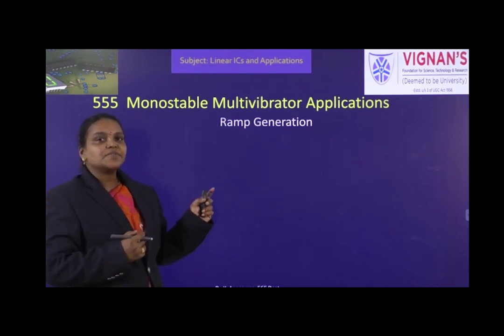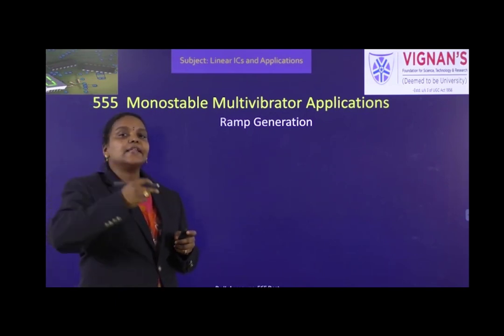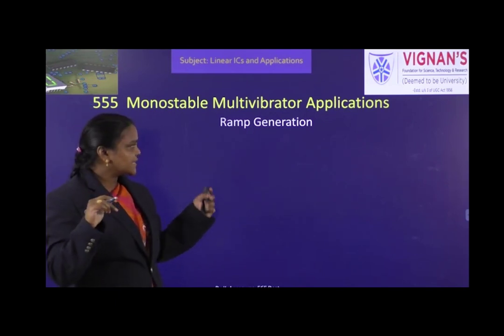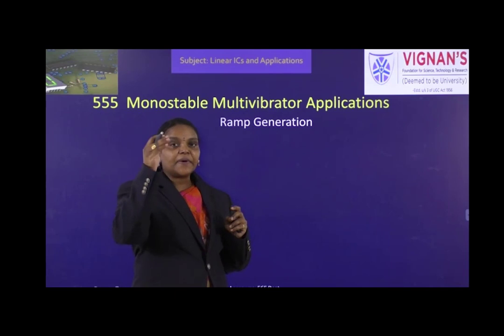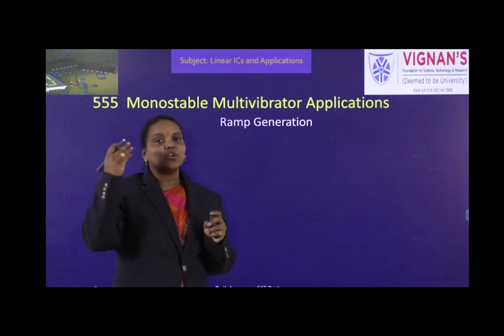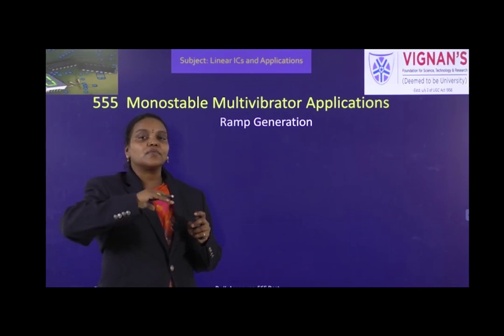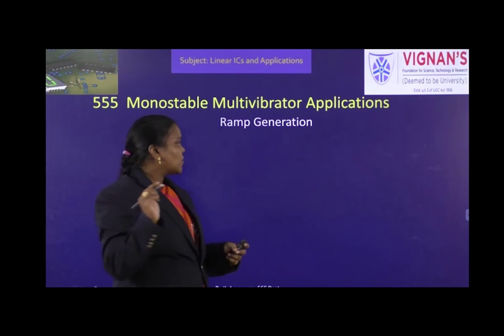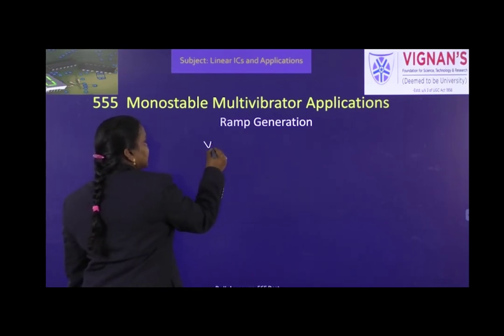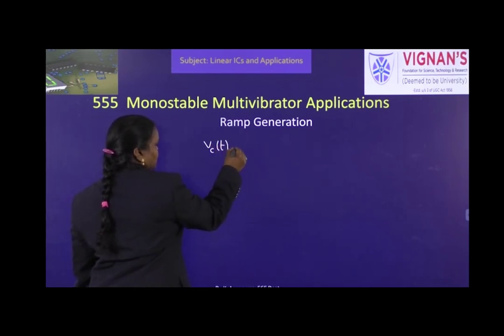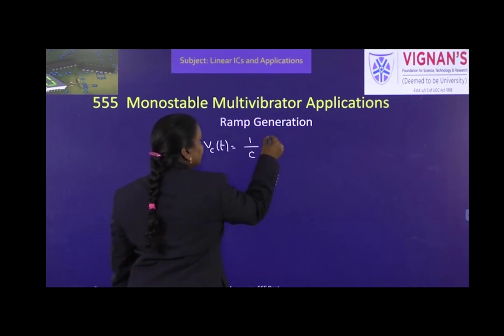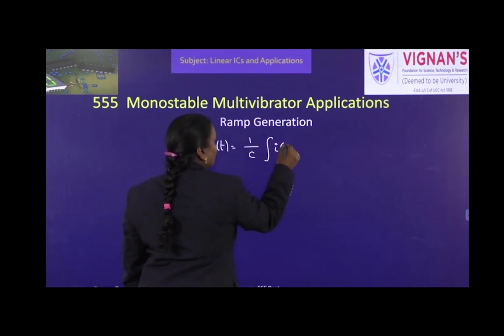Now let us see the next application, ramp generation. Ramp generation means how to generate a linear ramp. It is very easy. If the capacitor is charged from a constant current source, then the voltage across the capacitor won't vary exponentially, it will vary linearly, because Vc of t is equal to 1 by C integral of I of t dt.